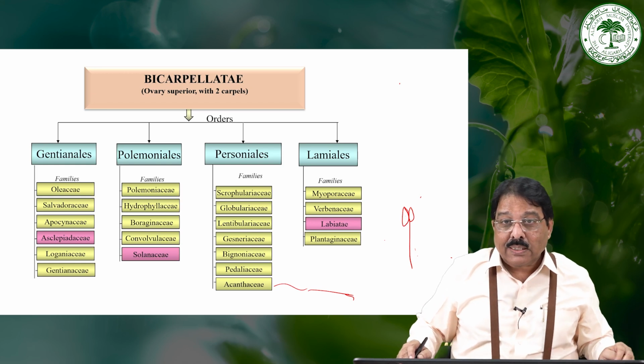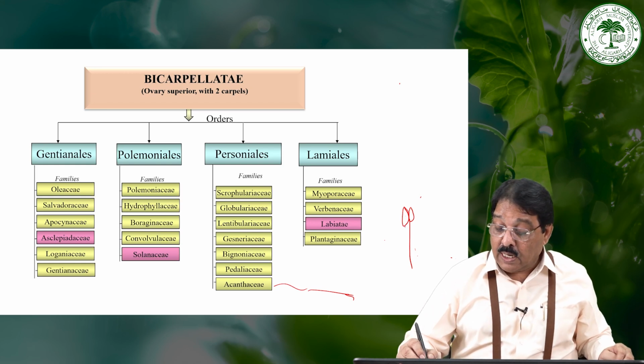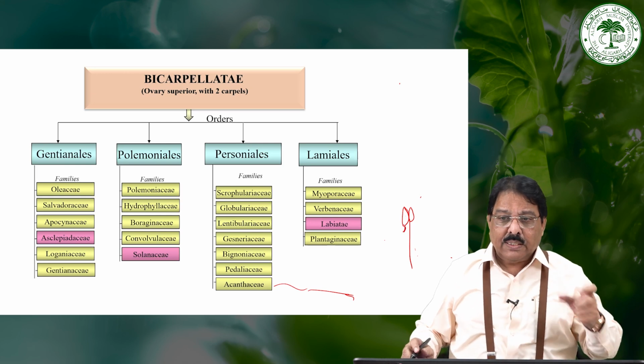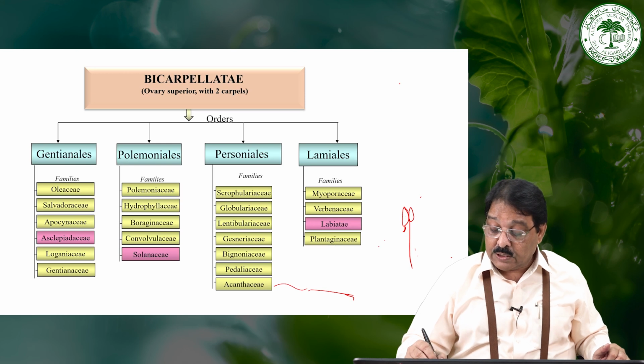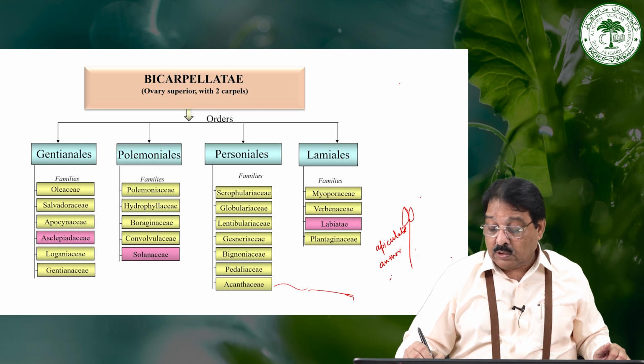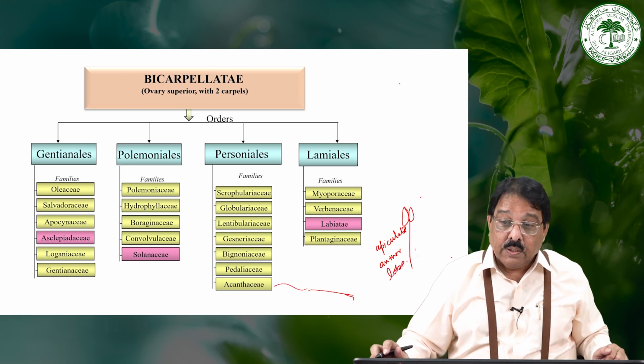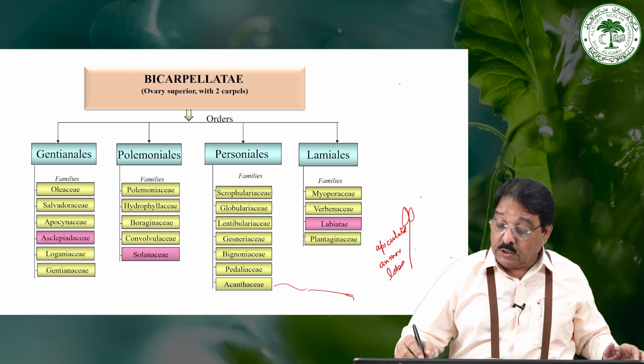One will be larger than the other, and the larger one has particularly a hook-like structure at the base of the anther lobe. It is called an apiculate anther lobe. So on this basis we can also identify the family Acanthaceae.